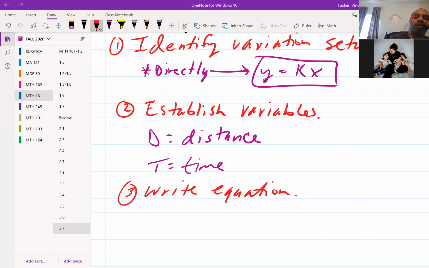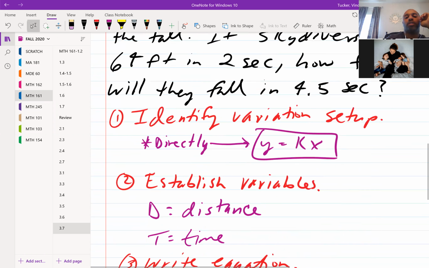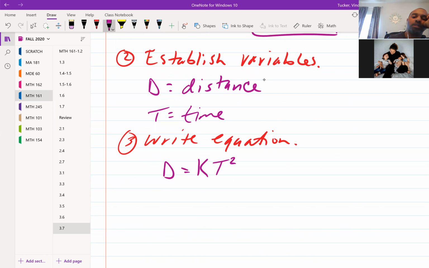So now we can write the equation by using the variation setup and the variables that we have. And d came before varies, so d is where y is. And then we know we have to have k involved. K is always a part of all of these. And then notice it says the square of the time. So it's going to be t squared. So that is the equation that we'll use: d equals k t squared.